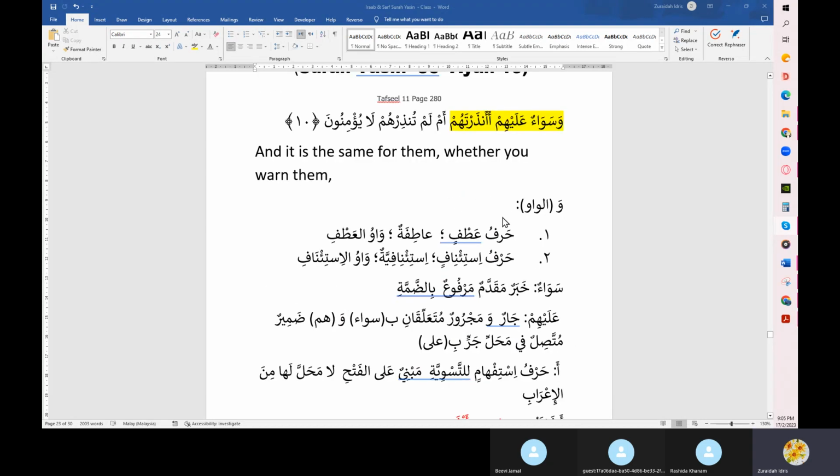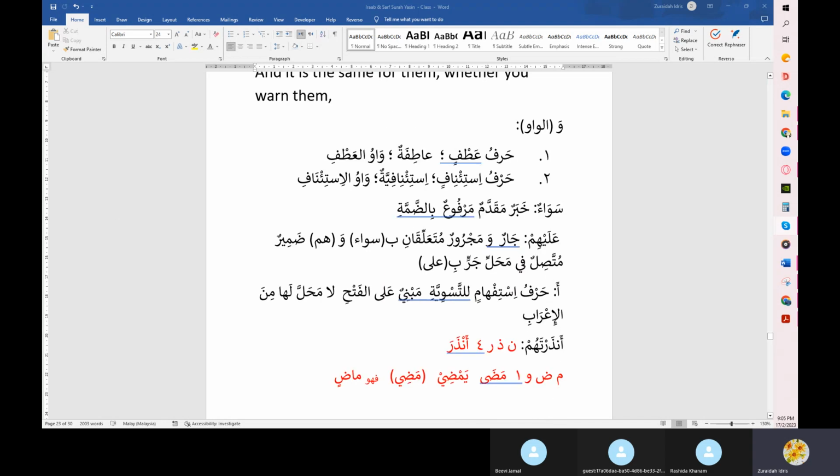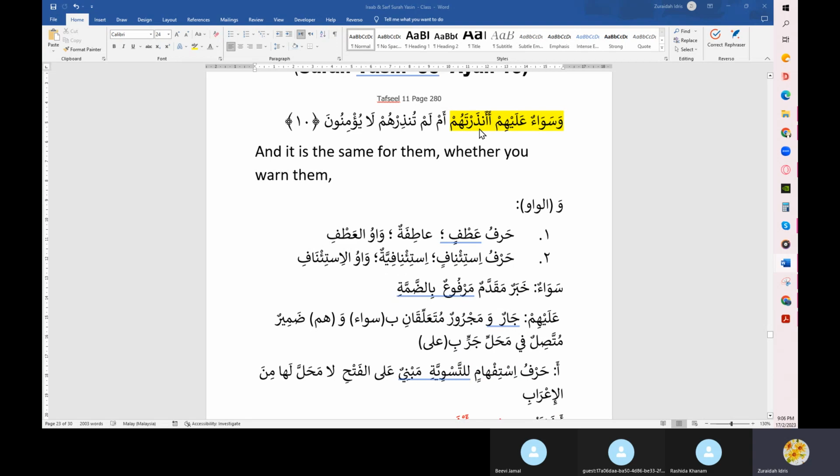Okay, so we did this first half, sawa'un alayhim a'andartahum. Now this hamzah is a special hamzah in a sense, because this hamzah here is what we call hamzah istifham, the hamzah that asks questions. But this was the original function, not in this particular verse though. It's not a question here. It is actually what we call harf istifham, taswiyah.